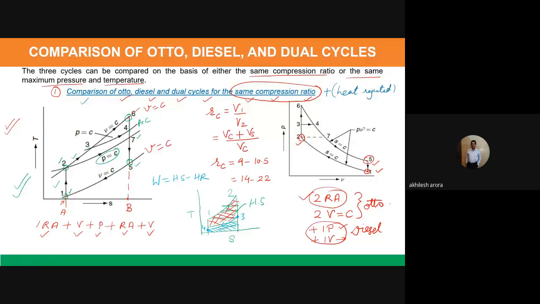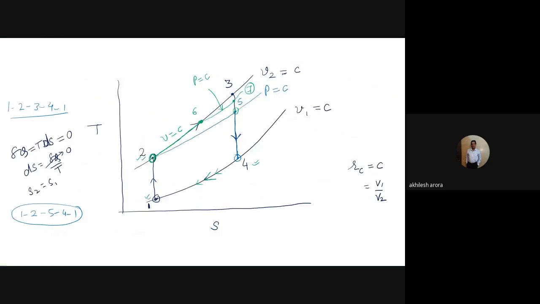And then let us move on, and now we can discuss what will happen in this particular case. One more thing I would like to tell you: when I say I have to compare Otto, diesel and dual cycles for the same compression ratio and same heat rejected, my purpose is to compare four parameters. First one is heat supplied. Second one could be heat rejected. The third could be network output, and fourth is efficiency. So these are the four parameters which I have to discuss when I am giving a statement for the comparison. Okay, so let us see.